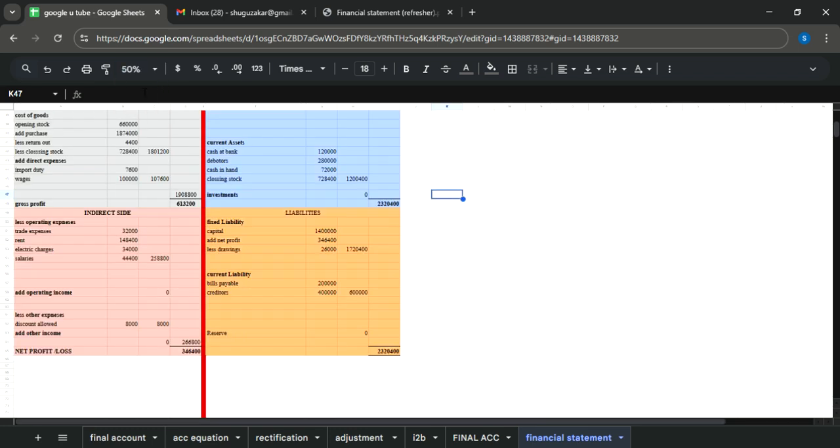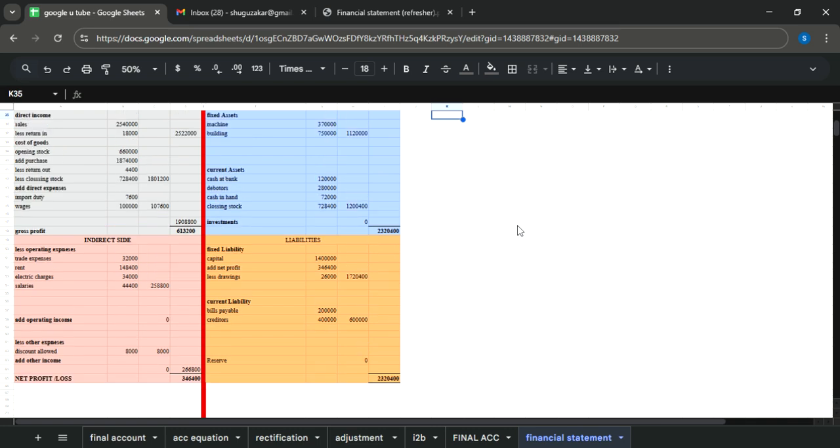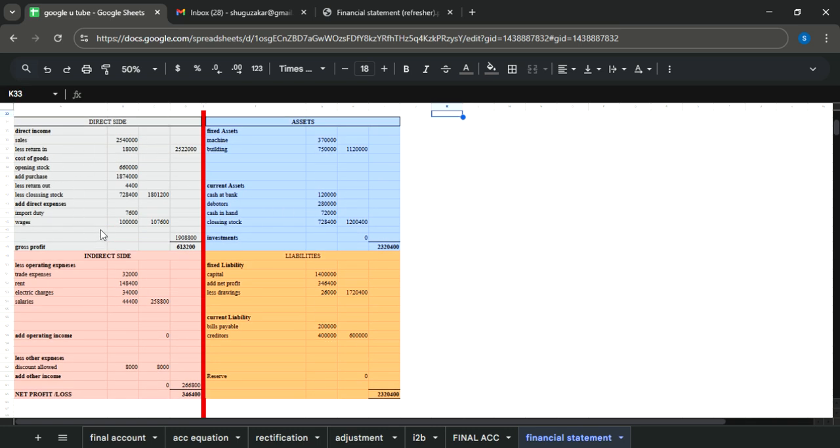I am zooming it out more. Look, this is our total question. Four parts were completed, and you can see that here was your gross profit, then net profit, asset side and liability side, and finally your asset side 23,20,400, your liability side, they are automatically being equalized. This was our target, to make balance sheet equal.